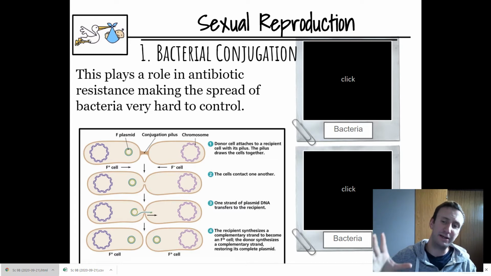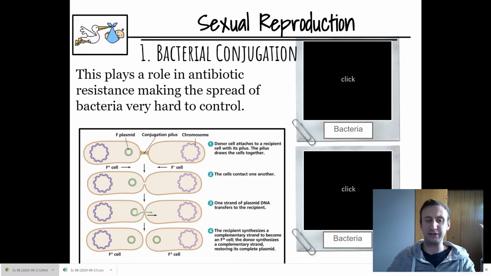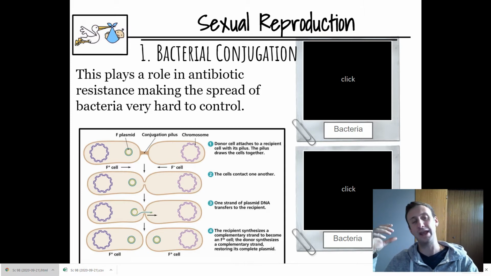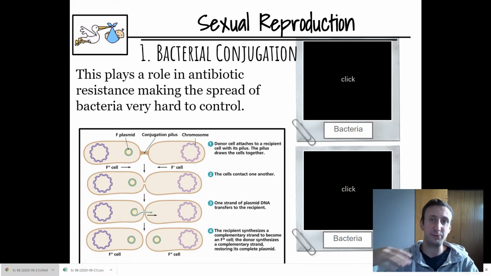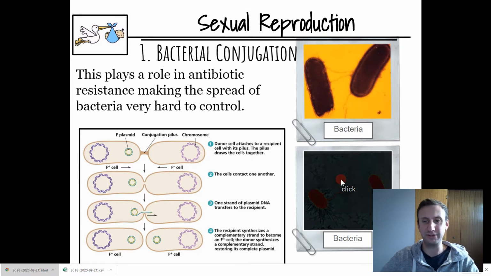So as bacteria and other forms of disease end up getting better and better at hurting us, we develop better and better drugs to combat them. But you maybe have heard about superbugs and how there are bacteria now that are very resistant to many antibiotics. We keep on having to develop new antibiotics. And part of the reason why bacteria end up getting resistant to antibiotics is because of this bacterial conjugation that takes place, where different bacteria can swap genes that make them resistant to different things.